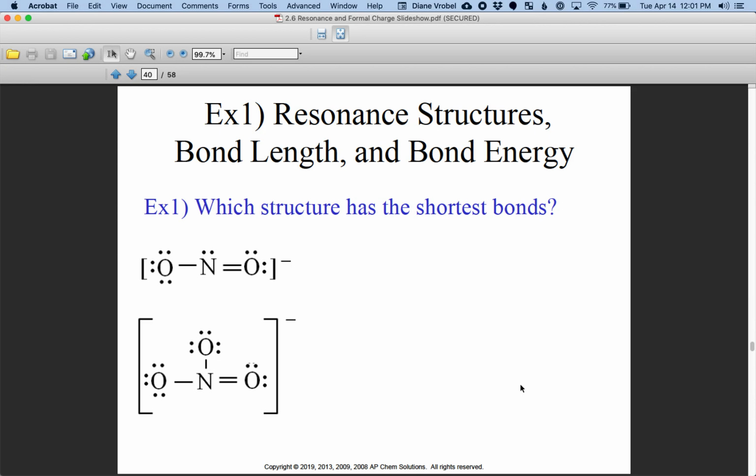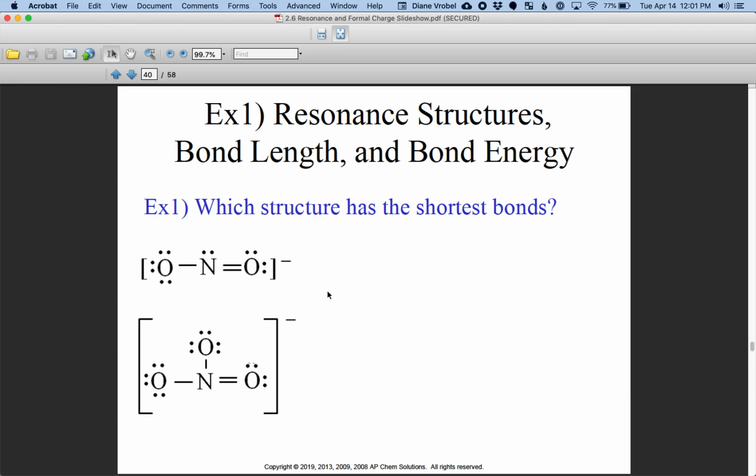Okay, now we want to compare bonds because we want to see which one has the shortest bond length. Now, please be careful here. Please remember, the higher the bond order, the shorter the bond, because you would argue that a triple bond is going to be shorter than a double bond. So we're looking at the bigger number to tell us which one is the shorter bond.